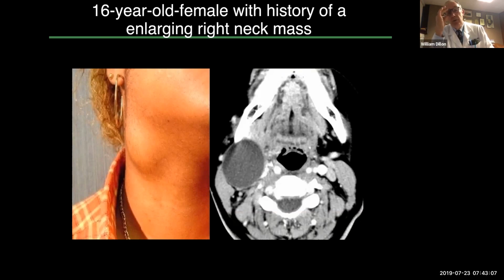Now, you'd want to look around for other nodal masses. You'd want to look around for any nodules in the wall or septations, and that would alert you that this is not a branchial cleft cyst, but could be a cystic metastasis.